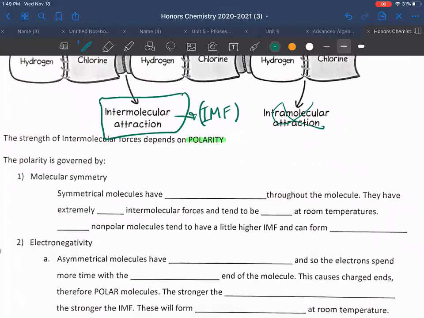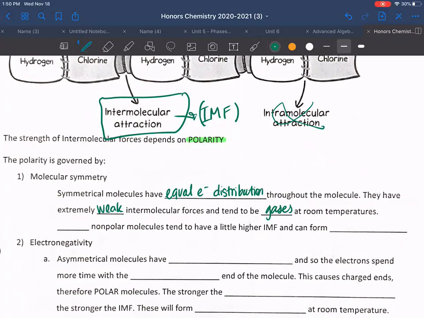And so what it's governed by, let's start off with symmetry. When you have a symmetrical molecule, they're going to have equal electron distributions. And this is throughout the whole entire molecule. And this leads to them having weak intermolecular forces and tend to be gases at room temperatures, as they don't want to stick together, they're not attracted, so they easily slide past each other into space.